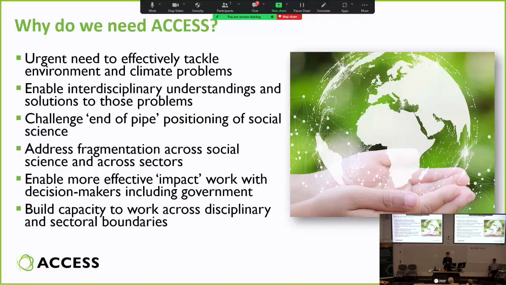It's also the case that the social science contribution to environmental problems is really quite fragmented. There are lots of different funding bodies funding small degrees of social science, and that social science itself is very varied in terms of method, discipline, approach, etc.